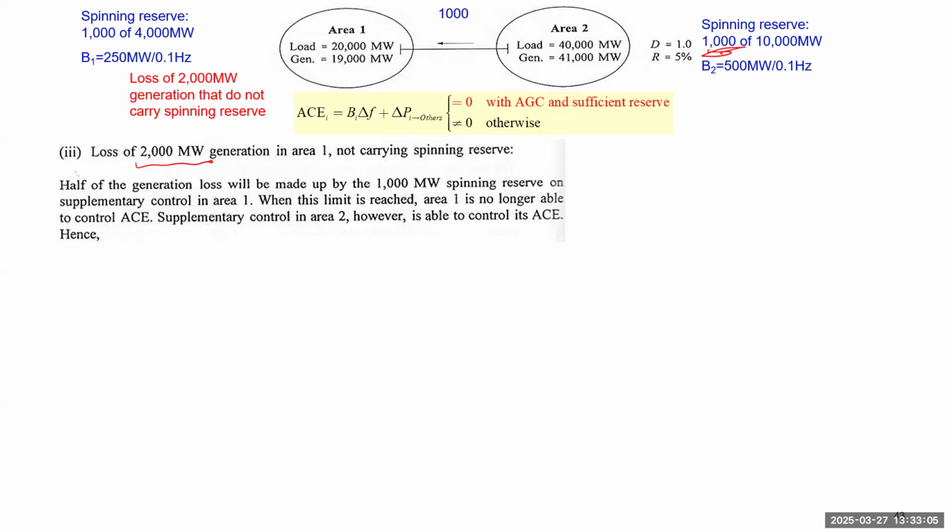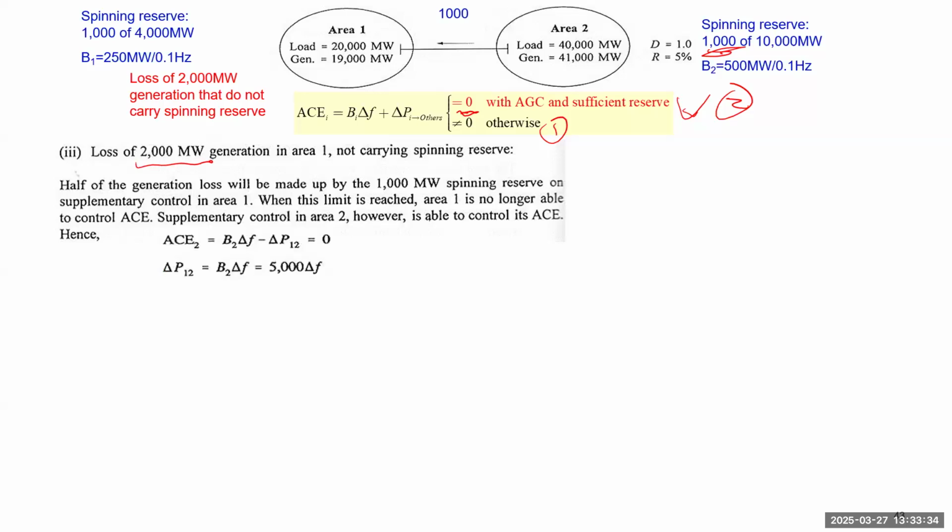If you still use this one to check, area 2 has AGC, and it has sufficient spinning reserve. Sufficient means its spinning reserve is not lower than your desired value. At least it's the same as your desired value. So this is true. So for area 2, that one will be 0. But for area 1, this is area 2. This is area 1. Area 1 cannot make ACE be 0.